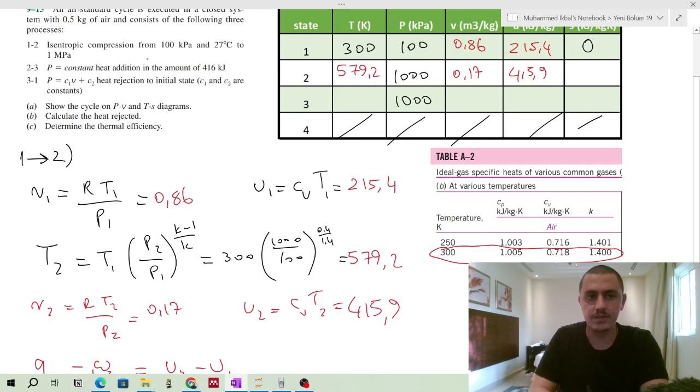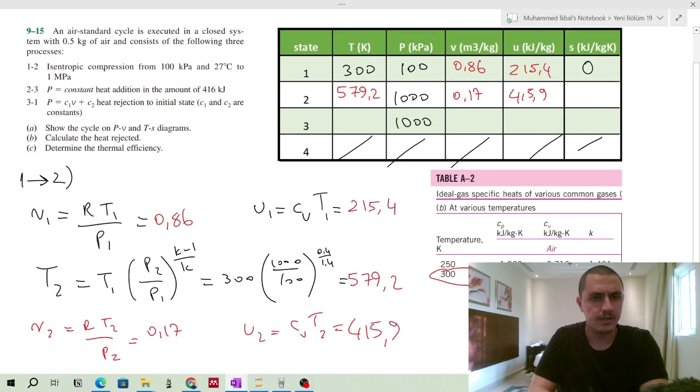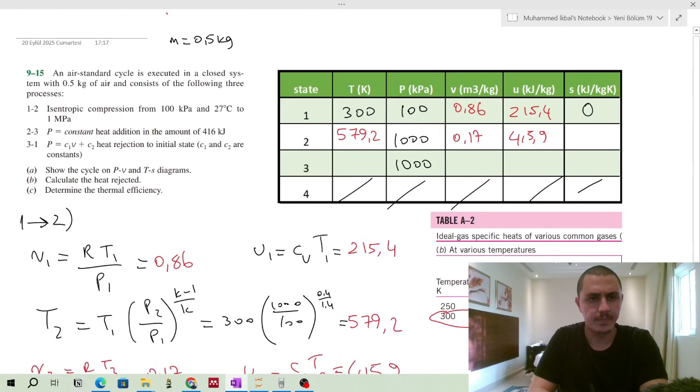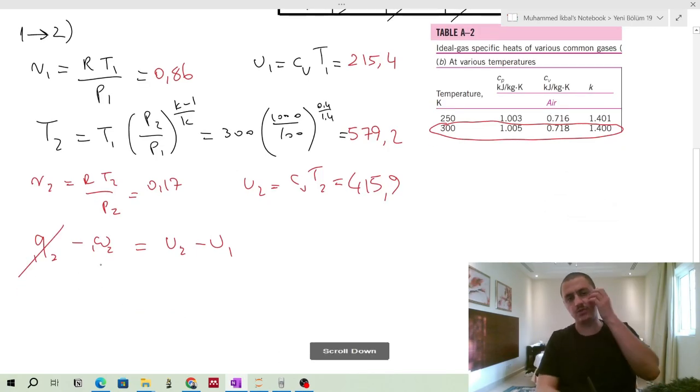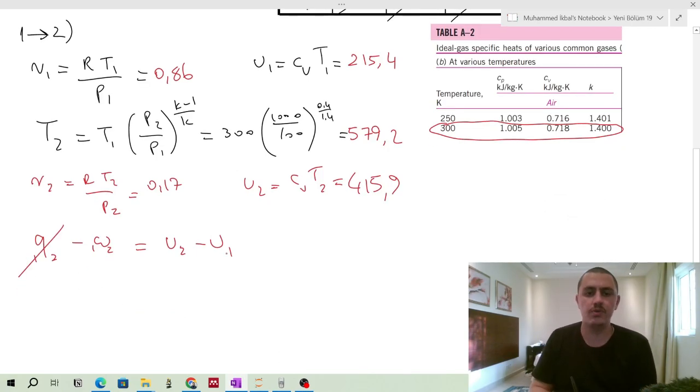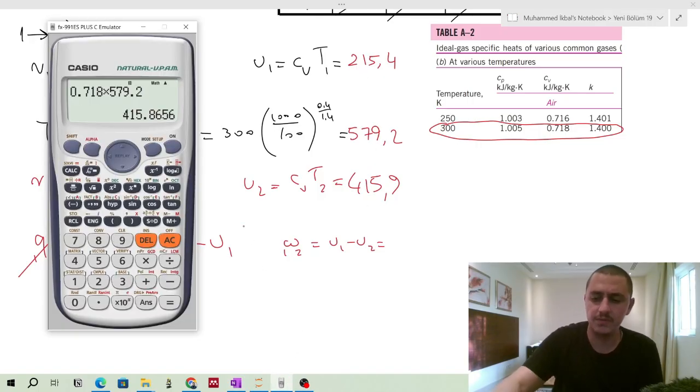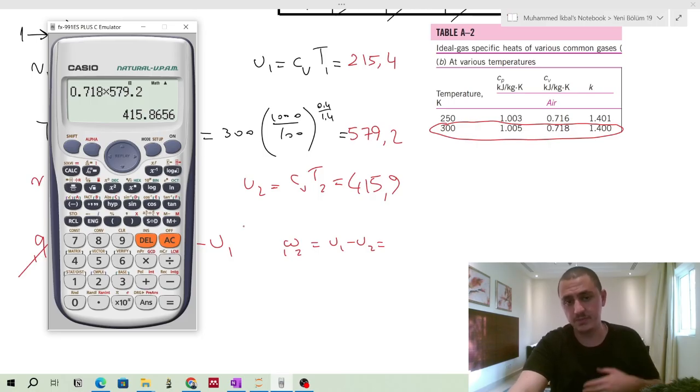It's isentropic compression, and work done from 1 to 2. So the heat is 0, right? Isentropic means adiabatic and reversible. So you can easily get the work 1 to 2 as U1 minus U2 if you flip the signs. So this is U1 and this is U2. So there will be negative work. That means the system is not doing the work. The work is being done on the system.